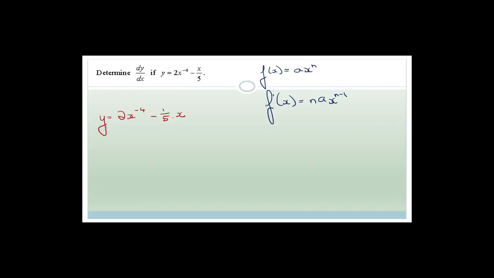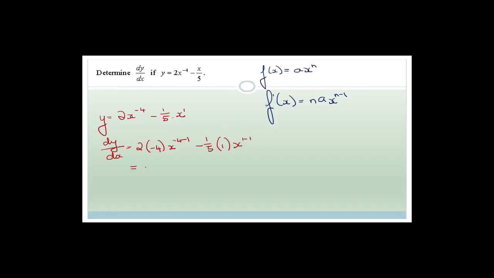Now, to find dy by dx, what do I need to do? I need to obey the rule, which is we take the minus 4 to the front, so it becomes negative 4x to the minus 4 minus 1. Minus 1/5, and this x actually goes away, and the reason is because it's applied to the power 1. So if we take that to the front, we multiply by 1, then it becomes x to the 1 minus 1. Okay, I'll explain what happens now in the next line.